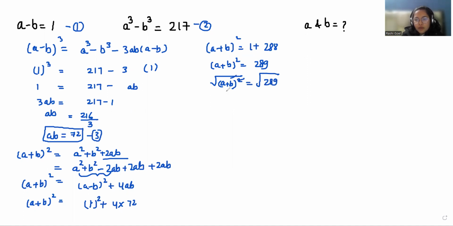The square root eliminates the square, and the square root of 289 is 17. This is our equation number 4. As a and b belong to positive integers, we neglect the minus 17. So a plus b is only plus 17.